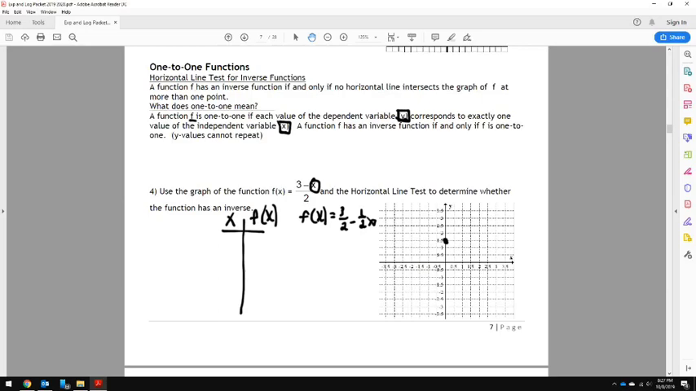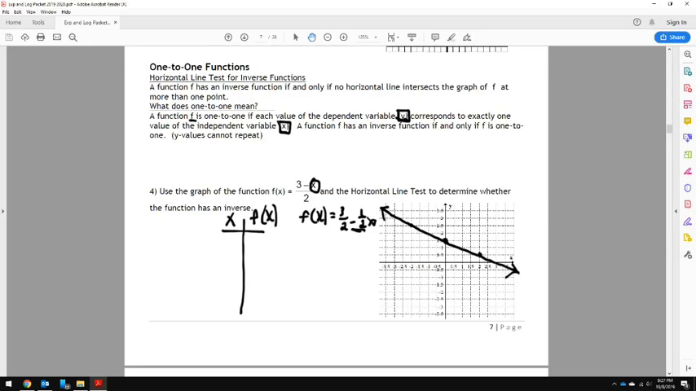And we end up using the slope of negative 1/2, which means you go down 1 and then over 2. You go down 1, over 2, or vice versa, up 1, over 2. So you end up seeing this type of graph here.